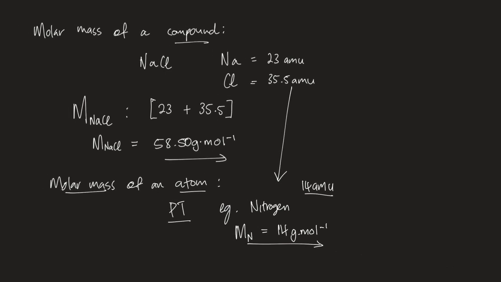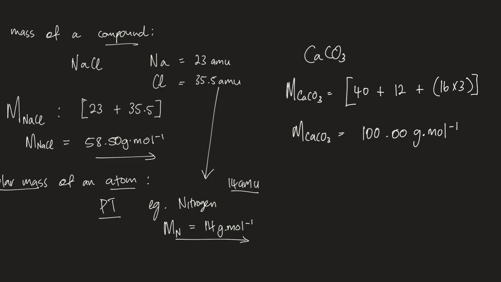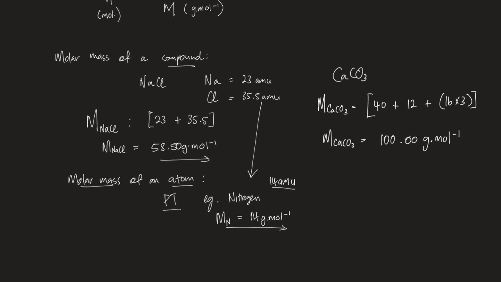You can do it for any kind of compound. If I show you another compound, let's say we have CaCO3. So I can say, molar mass of CaCO3, I subscript calcium, which is 40, plus carbon, which is 12, plus oxygen, which is 16 times 3. So you just put all of that into your calculator, and the molar mass of CaCO3 is equal to 100.00 grams per mole. And that's how you work out the molar mass of a compound.